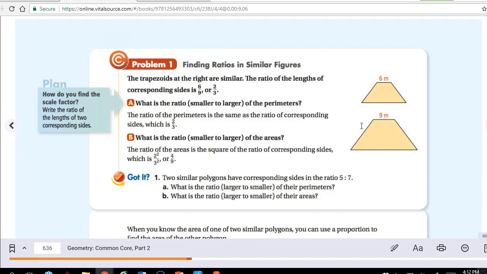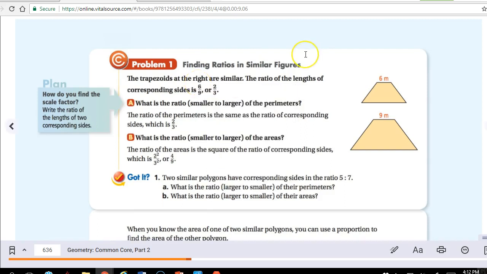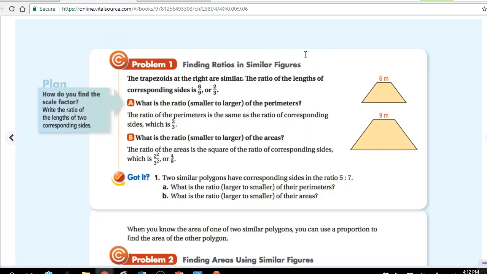Hello, we're looking at the geometry section 10-4, talking about perimeters and areas of similar figures. This is found on page 636 of your textbook, example or problem number 1. As we look at this, we're looking for finding the ratios of similar figures.